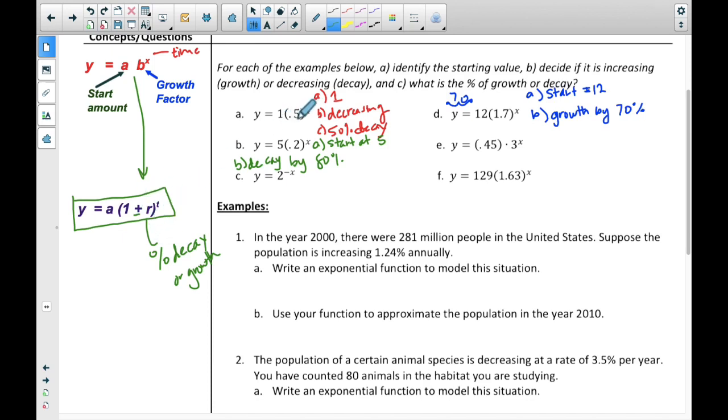For letter A, this problem is 1 minus 0.5. That's how we get 0.5. And so it's decay. This one is 1 plus 0.7. That's what makes it growth. Okay, we're going back and thinking about this 1 plus or minus r. This one is decay. How much? Well, it's 80% decay because I ended up with a 0.2. So that's how that works.